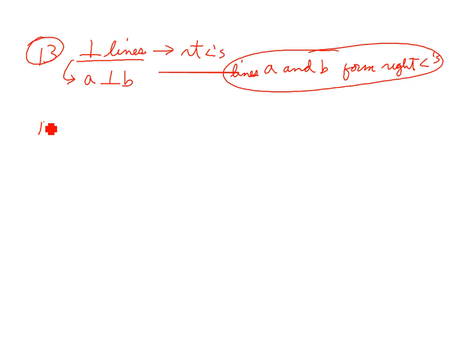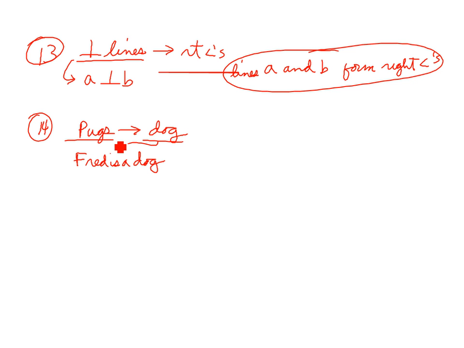Number 14 says all pugs are dogs, so being a pug tells us that it's a dog. And then it says Fred is a dog. Well, this is what it's telling us in the second part. We can't start at the end. It would have had to start with pug. So this one, we just write no conclusion. We can't decide whether Fred's a pug or not because we don't have enough information.